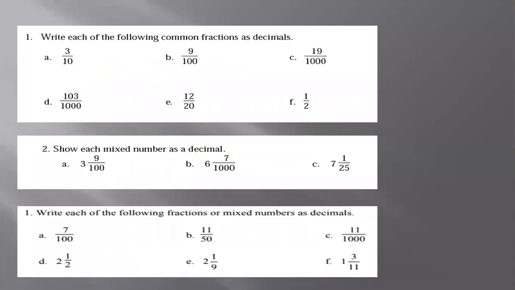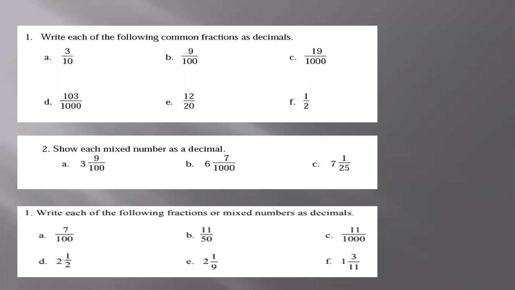Now some questions. Write each of the following common fractions as decimals. 3 out of 10 would equal 0.3. Very straightforward. 9 out of 100 equals 0.09. 19 over 1,000 is not equal to 0.19. It's equal to 0.019. If you notice, it goes to the thousands place with the 3 past the decimal. 103 over 1,000 equals 0.103.